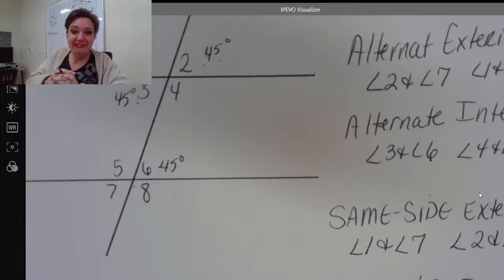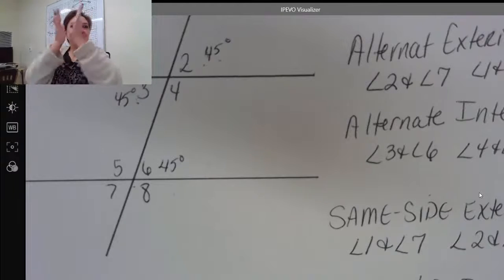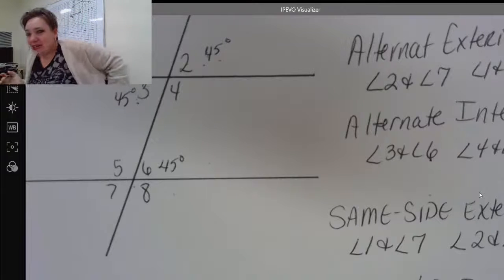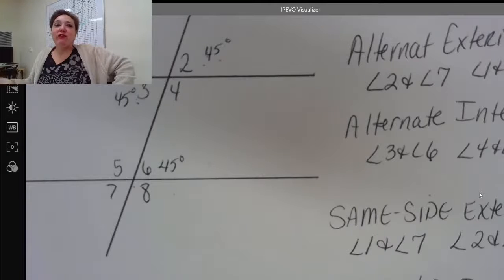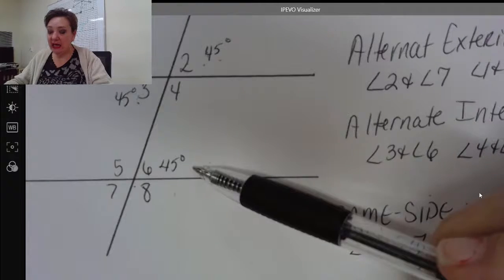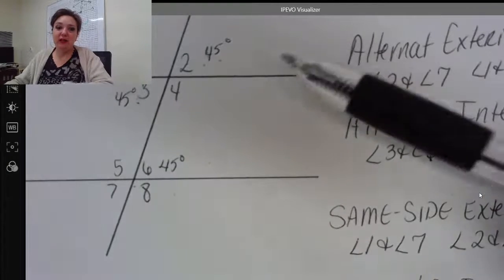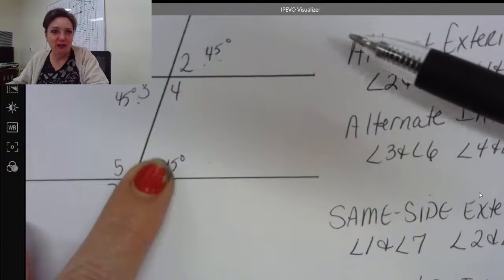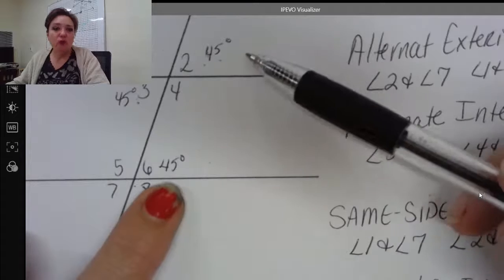I'll give you a second to think about it. So, are they? They are called corresponding. Good job. I was expecting to have to say that one again. Everybody forgets about corresponding. Corresponding just means they're in the same location. We can't call them same side interior because they're not both interior. They're not both exterior, right? So corresponding is what we call them.